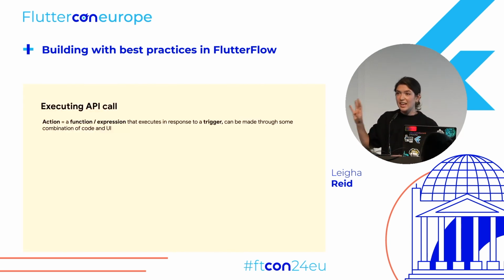So when it comes to actually executing an API call in FlutterFlow, we use something called an action. And you can think about an action as just a function or an expression that's going to execute in response to some trigger. And the nice thing about actions, and a lot of things in FlutterFlow actually, is that you can create action flows using the UI, or you can create a custom action using Dart code.